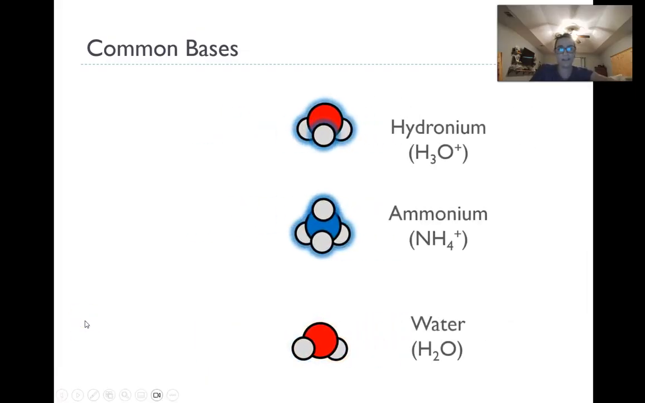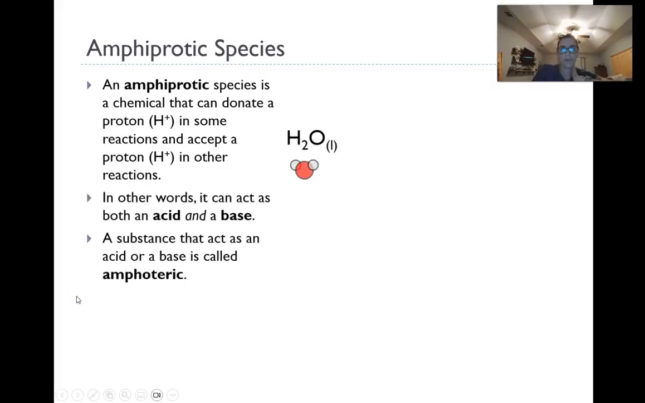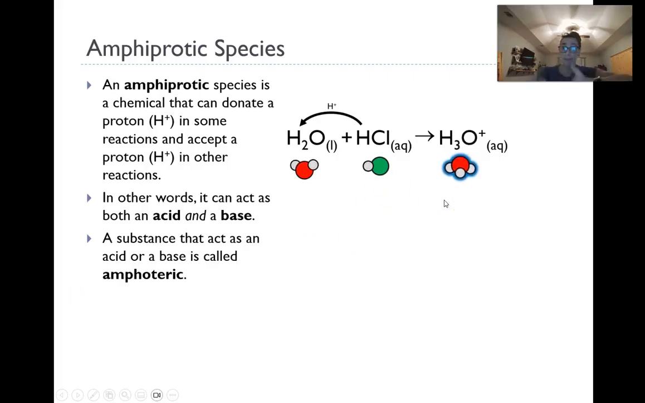So again, common bases like to accept protons, and they form these, which are now conjugate acids. Now we're going to talk about what amphiprotic means. Sorry, I'm just going to zoom in, go a little bit ahead. Okay, so amphiprotic species are things that can both donate protons and accept them depending on the reaction. In other words, it can act as both an acid and a base. I don't know if you guys have caught on by now, but water can act as both an acid and a base. So it is amphiprotic.